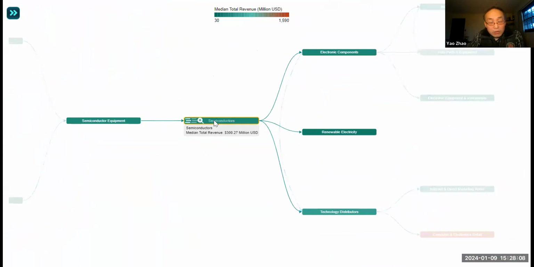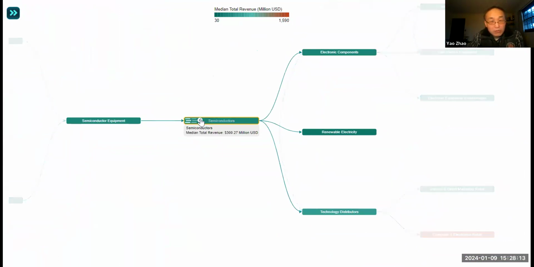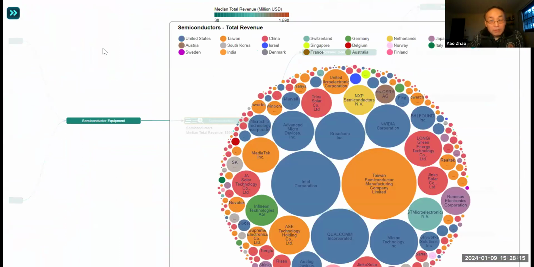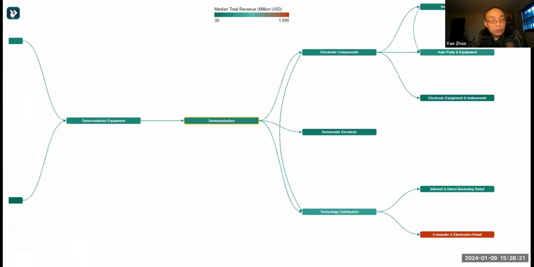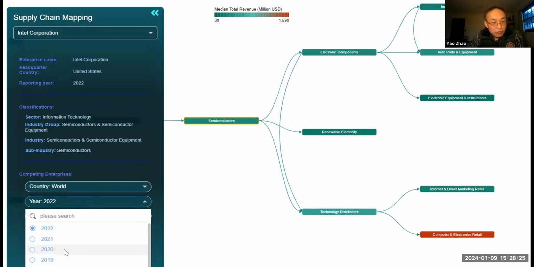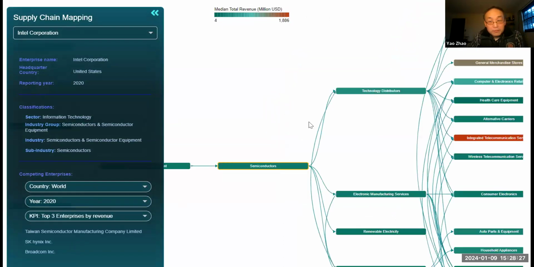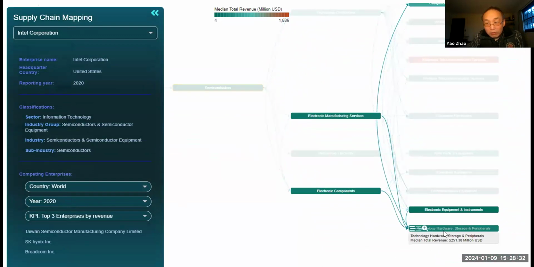So I get to semiconductors, right? I open semiconductors. Now this is 2022, and I don't want that. I want 2020. That is the year of interest, right? We were in technology hardware, storage and peripherals. That's computers and cell phones and smartphones.